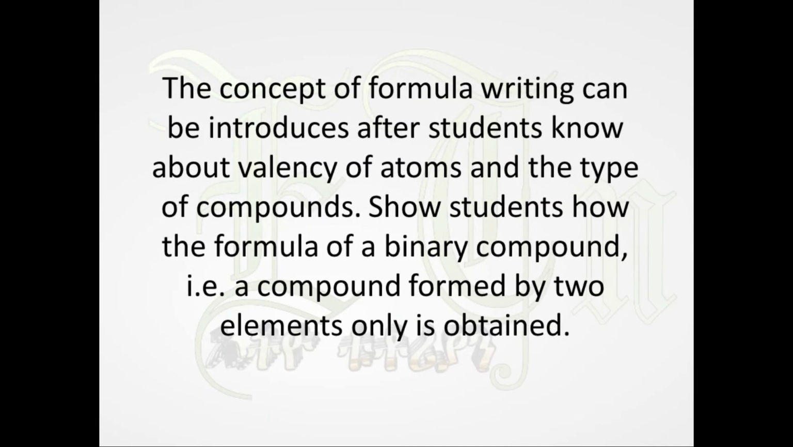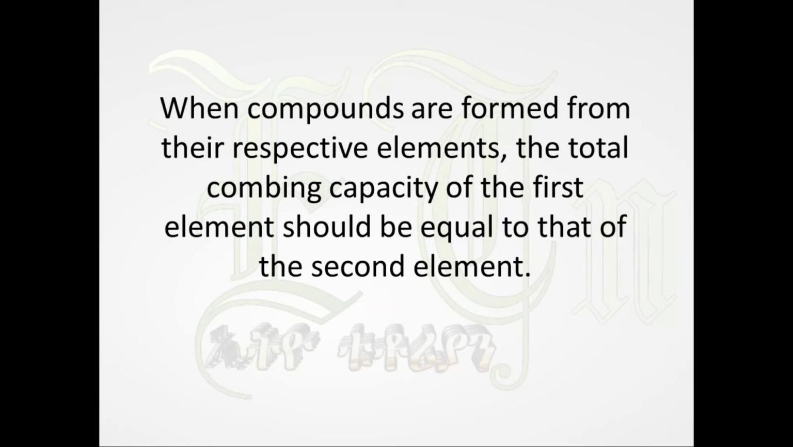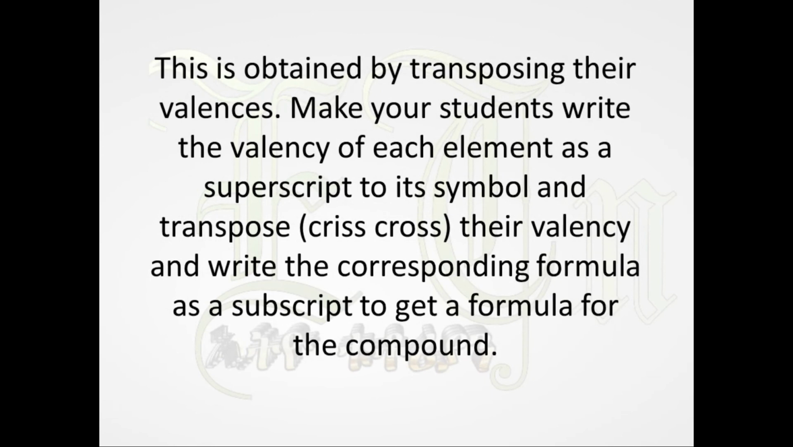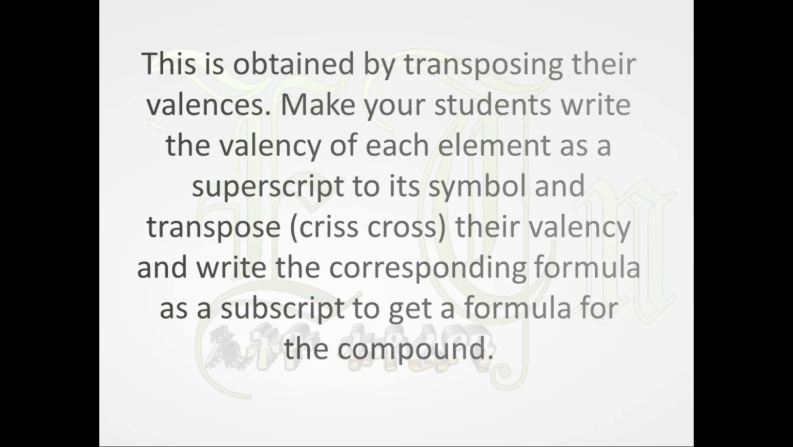The concept of formula writing can be introduced after students know about the valency of atoms and the types of compounds. Show students how the formula of a binary compound, i.e. a compound formed by two elements only, is obtained. When compounds are formed from their respective elements, the total combining capacity of the first element should be equal to that of the second element. This is obtained by transposing their valencies. Make your students write the valency of each element as a superscript to its symbol, transpose crisscross their valency, and write the corresponding number as a subscript to get a formula for the compound.